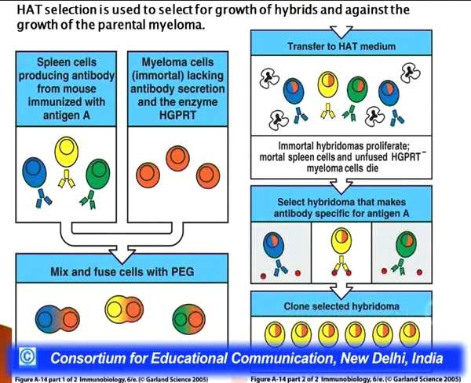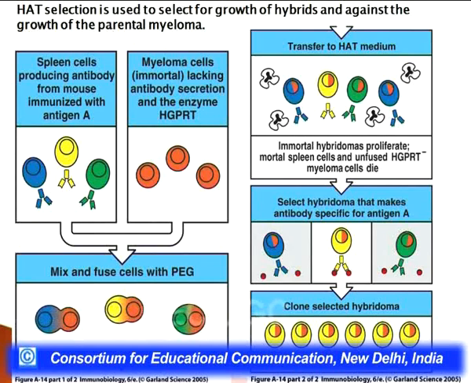However, the normal spleen cell from the mouse which has been immunized by a particular antigen will be producing a particular antibody. Now, when it is hybridized to the myeloma cell in a medium called the HAT medium, the HAT selection is used to select for growth of hybrids and against the growth of the parental myeloma. Now, this HAT medium is actually a combination of hypoxanthine, aminopterin and thymidine. Now, hypoxanthine and thymidine are the raw materials which are required for the HGPRT enzyme. However, the aminopterin, which is a folate antagonist, it blocks.